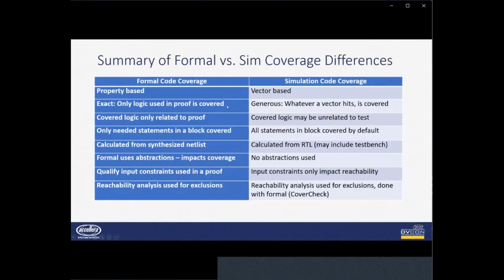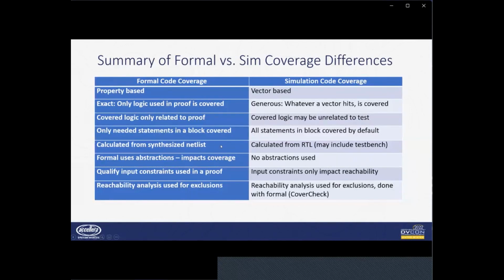Whereas with formal, you're only looking at the logic that was used in the proof. The coverage with formal is based only on proofs. So if you have a firing on a property, that's not going to contribute to your coverage. Whereas with simulation, if you're running a certain test, you may cover logic that's not related to that test. Some examples of this are anytime you enter a block, or block coverage in simulation, all the statements are automatically covered. Whereas with formal, some of the statements may not be covered.